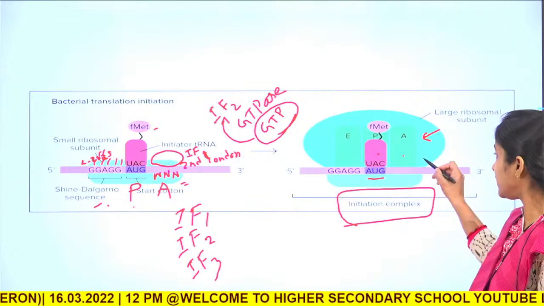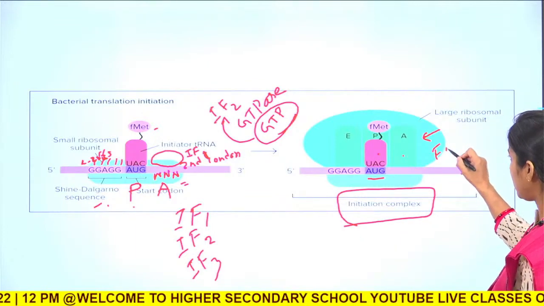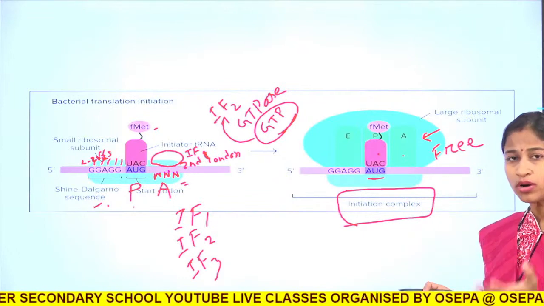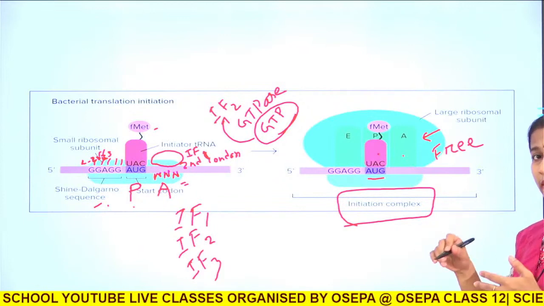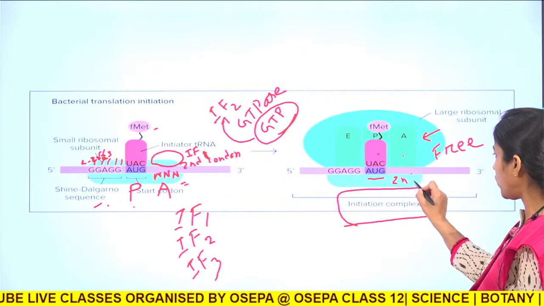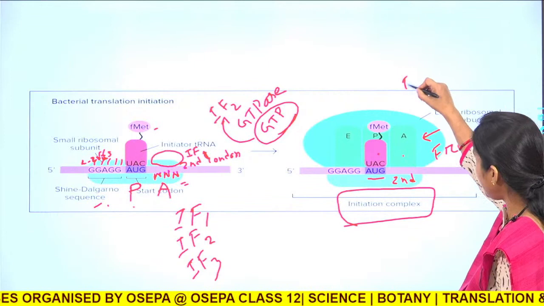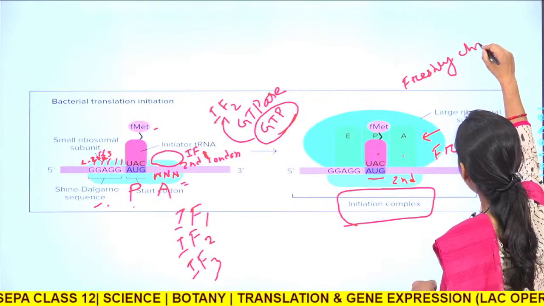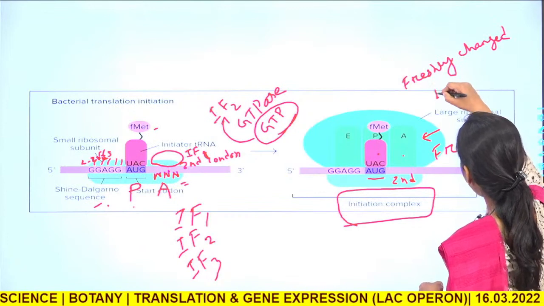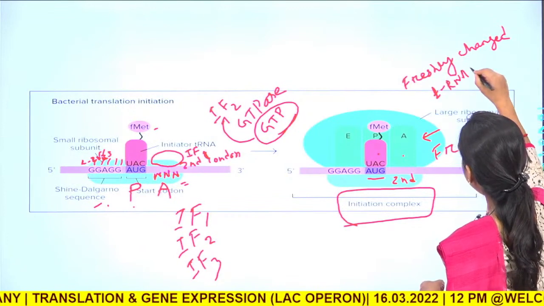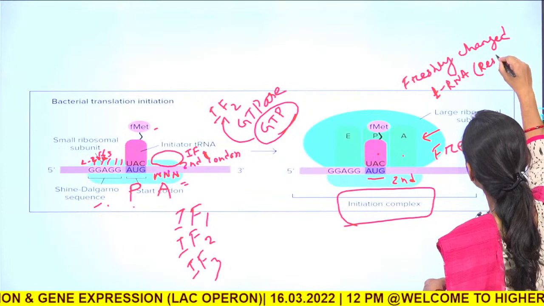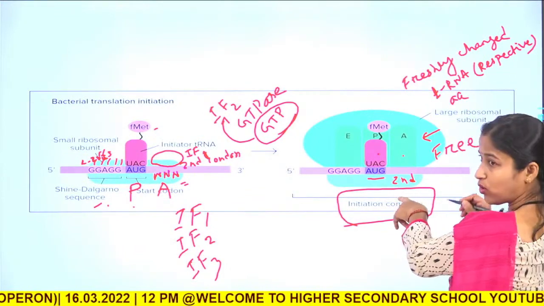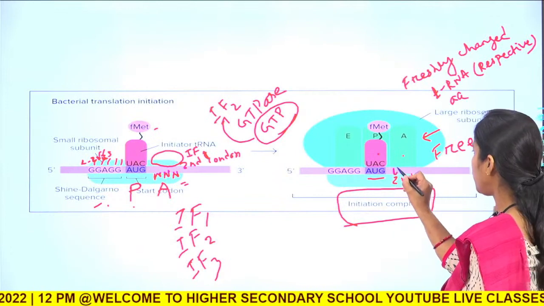Now you see the A site is free. It is not blocked now. So now what happened? As per the second codon, a freshly charged tRNA carrying the respective amino acid for the second codon will come. Let us suppose here we have U.